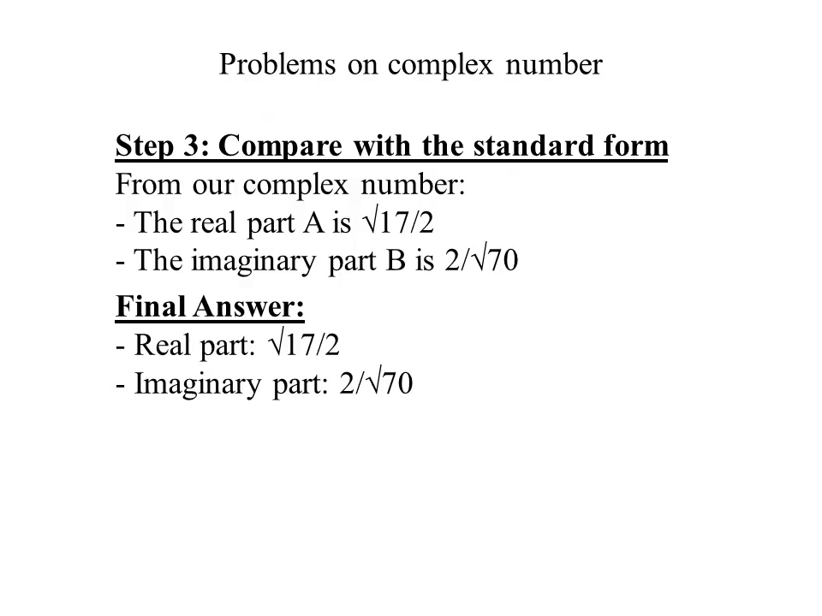After finishing step 2, we move to step 3. Here we compare with the standard form. From our complex number, the real part a is root 17 by 2 and the imaginary part b is 2 by root 70. Therefore, the real part is root 17 by 2 and the imaginary part is 2 by root 70. This concludes the third problem.